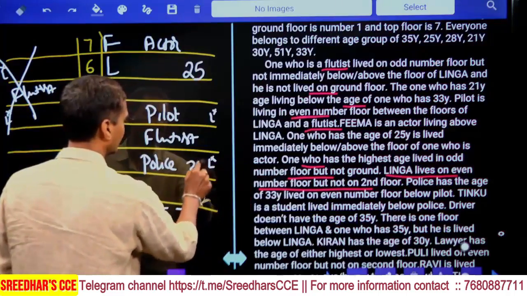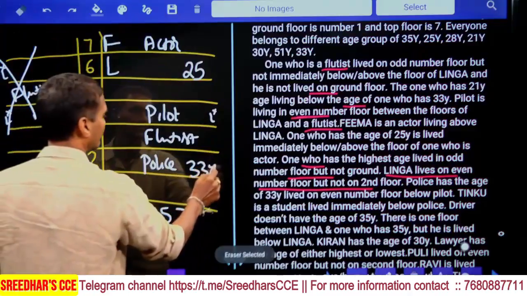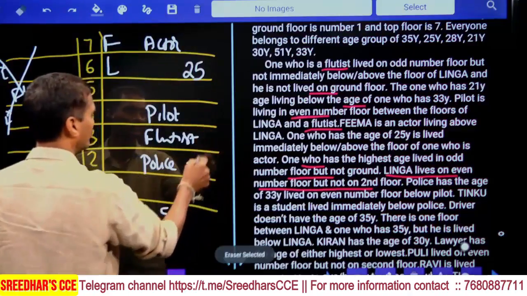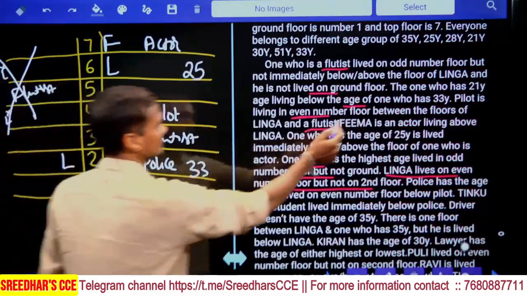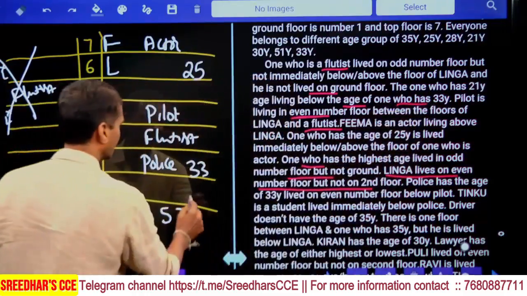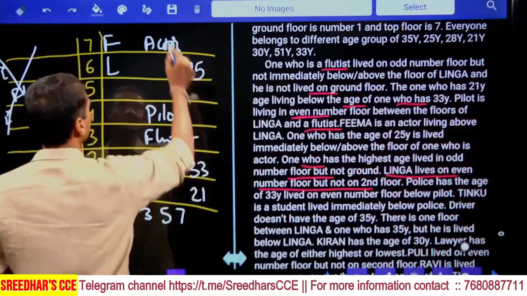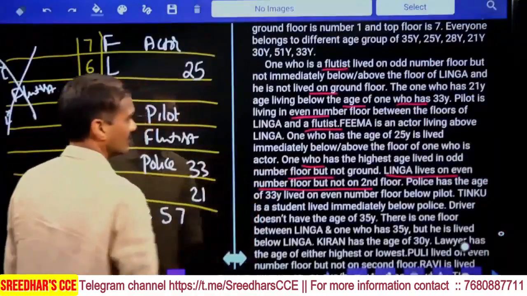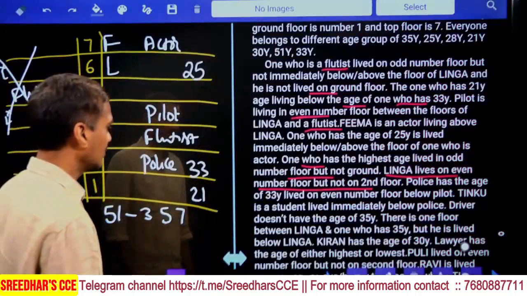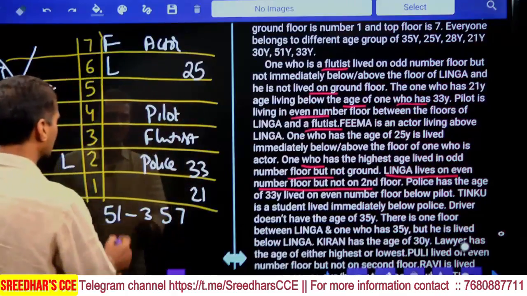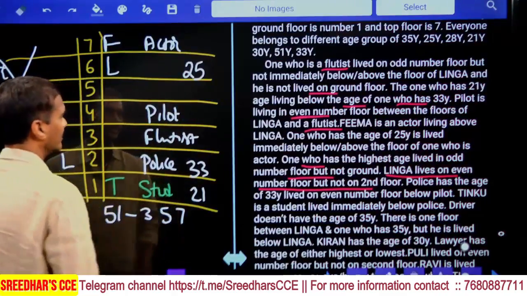Police lived on an even number floor below the pilot. Below the pilot, so police must be 33 years. Now the first information: 21 years is below this 33. Hence this person must be 21 years. Now this person must be 21 years of age. Tinku is a student lived immediately below police.